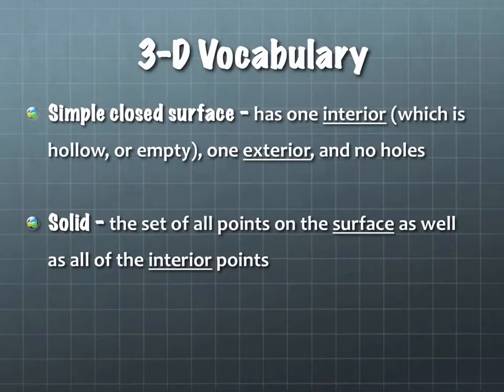A solid is the set of all points on the surface, as well as all of the interior points. So if you thought about a basketball, that would be a simple closed surface, but if you thought about a medicine ball, which is actually filled with something, it's got something solid inside of it, or a weighted ball like you see over at the gym, that would be a solid.